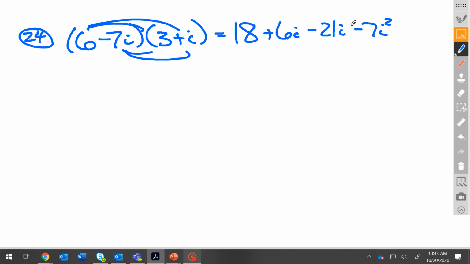But remember, i squared is negative 1. So this is actually negative 7 times negative 1, which is positive 7 or plus 7. Alright, so we add the 18 and the 7, so that's 25, and we combine the 6i and the negative 21i, which is negative 15i.